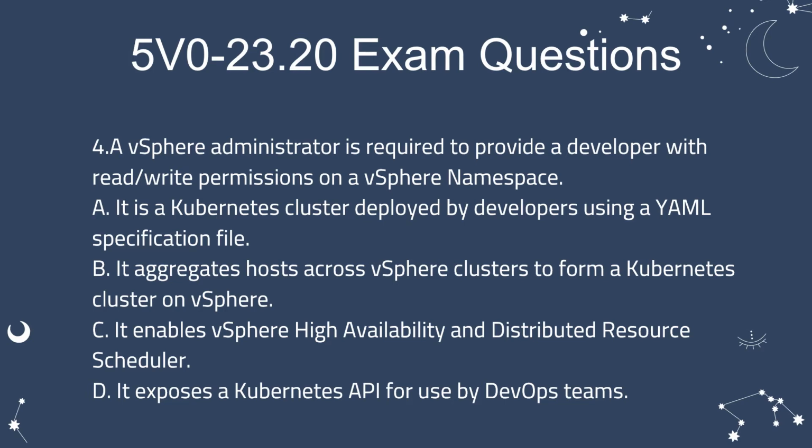A. It is a Kubernetes cluster deployed by developers using a YAML specification file. B. It aggregates hosts across vSphere clusters to form a Kubernetes cluster on vSphere. C. It enables vSphere high availability and distributed resource scheduler. D. It exposes a Kubernetes API for use by DevOps teams.